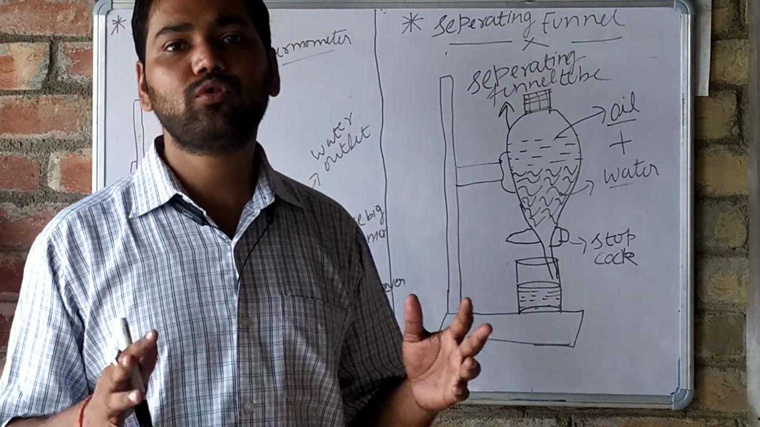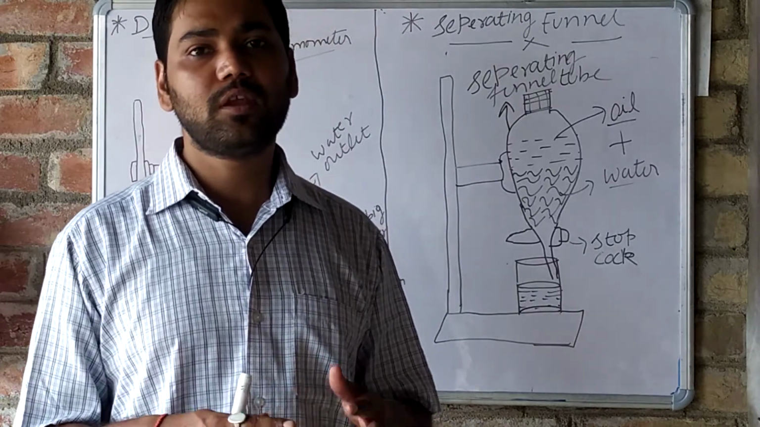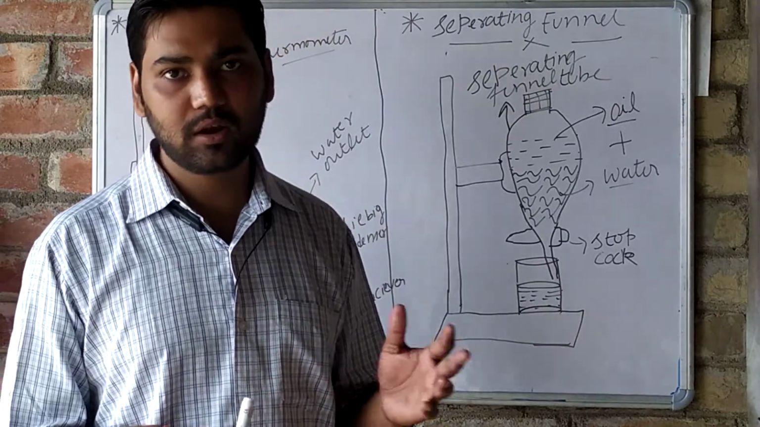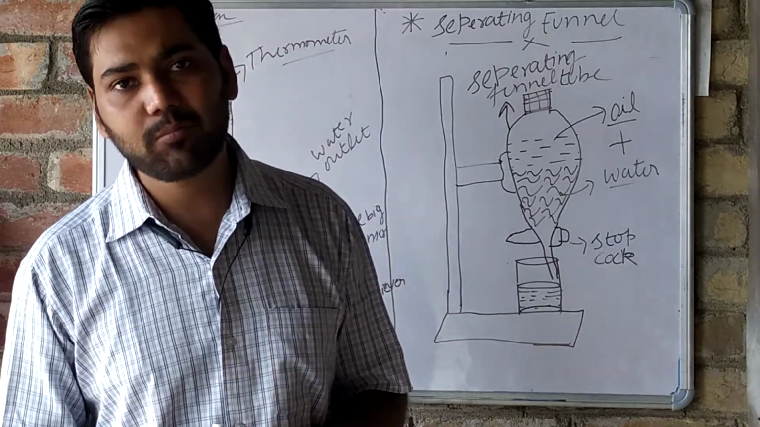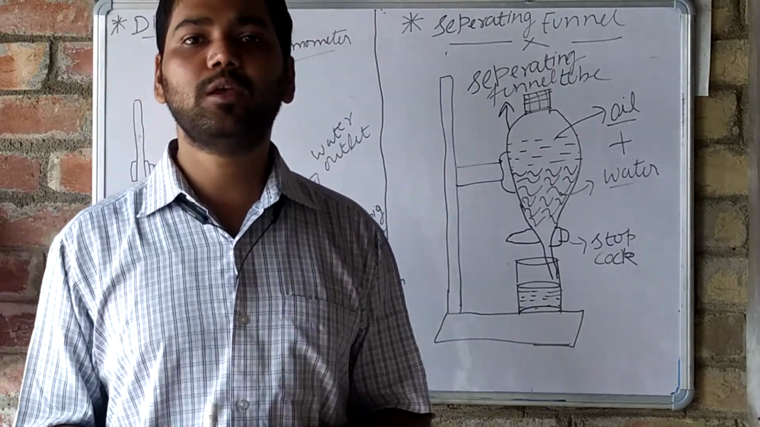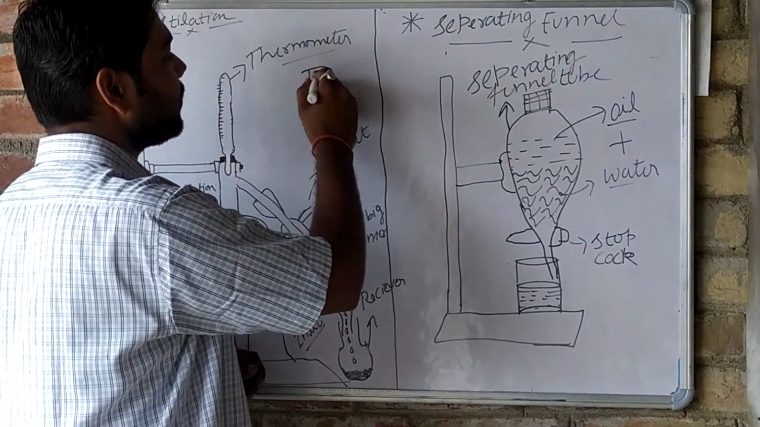So both liquids do not mix with each other. They never mix with each other. They will remain separated in that mixture also. So this type of liquid is known as immiscible liquid.